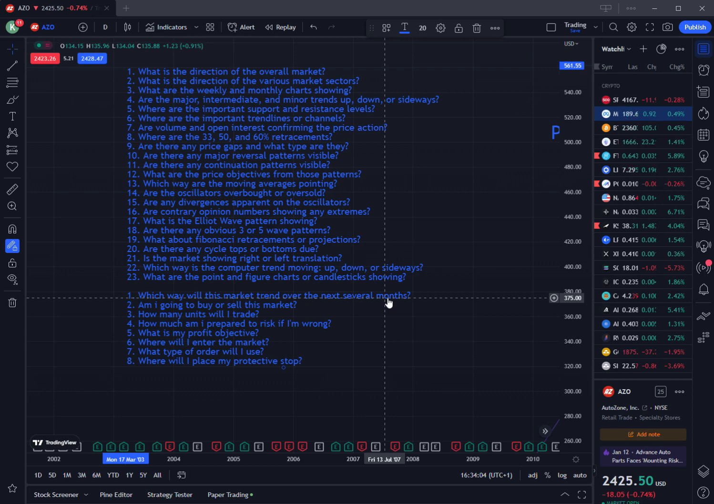So basically, which way will this market trend over the next several months, right? You could have a major uptrend, but the intermediate trend could be down, right? Timing is really important. So you could wait out that intermediate trend, or you could just go for a short. It's a whole bunch of things you can do.